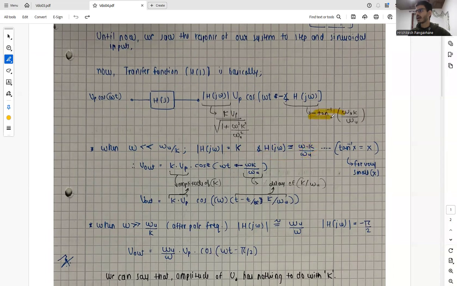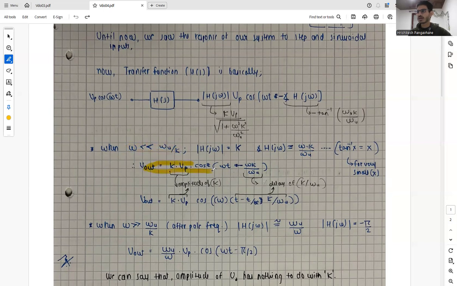We had our angle, which was minus tan inverse of something, and if that something is very small, then for a very small value of x, tan inverse x is nothing but x. That's how we came to the conclusion that the phase introduced by our system is omega k by omega u, when omega is much less than omega u by k.